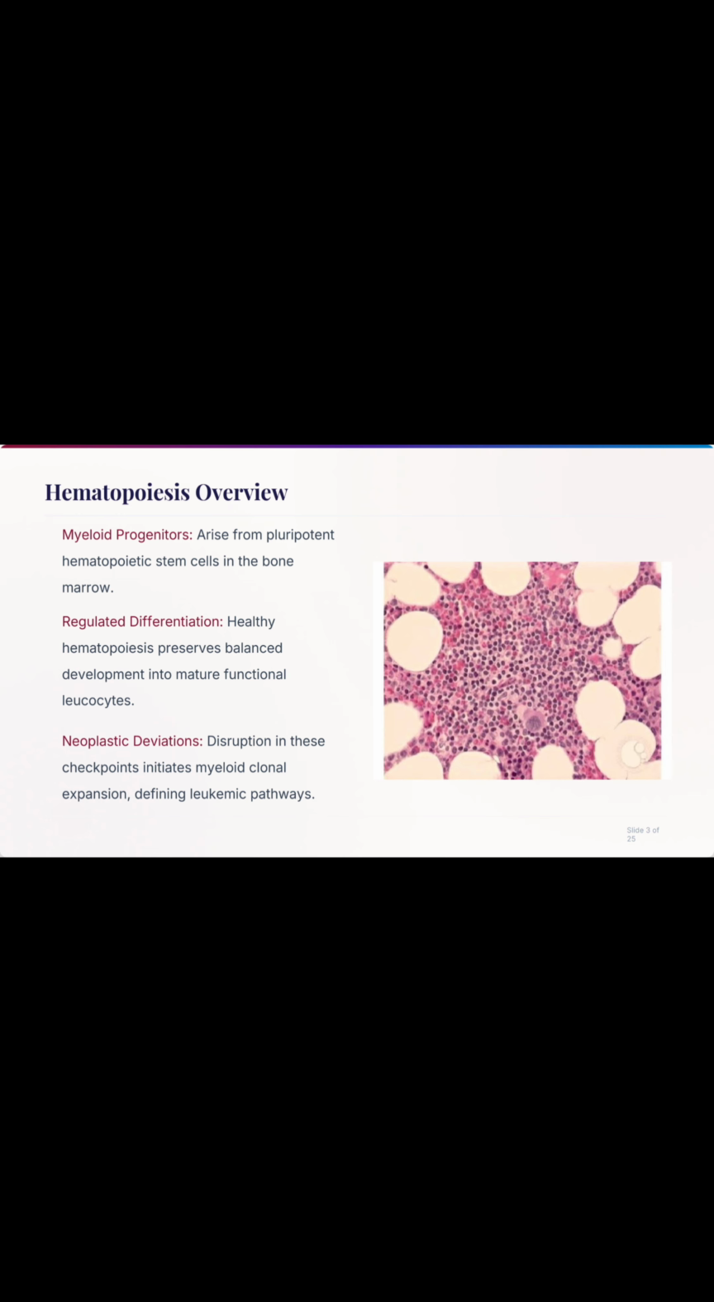Hematopoiesis overview. Hematopoiesis is the formation of the erythrocytes, leukocytes and platelets from the myeloid progenitors. It arises from pluripotent hematopoietic stem cells in the bone marrow. Regulated differentiation: healthy hematopoiesis preserves balanced development into mature functional leukocytes. Neoplastic deviations: disruption of these checkpoints initiates myeloid clonal expansion, defining leukemic pathways.